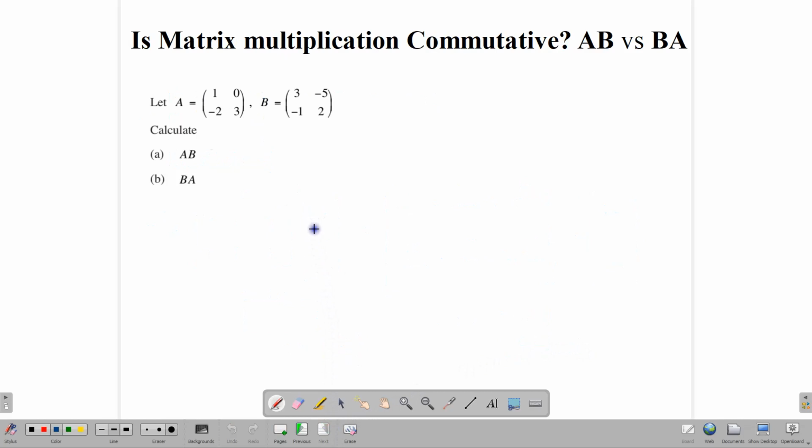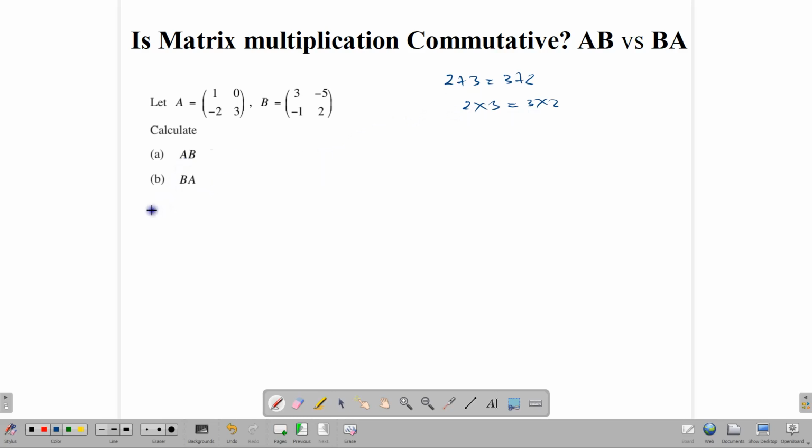Finally, we're going to look at matrix multiplication and whether it is commutative or not in general. So here we have two matrices, A and B, and we're going to look at the matrix product AB, and then the matrix product BA, and compare our answers to see if they're the same. Remember that for commutative, 2 plus 3 is equal to 3 plus 2. That's for addition. And for multiplication, 2 times 3 is the same thing as 3 times 2. That's what it means to be commutative in addition and in multiplication. We're going to try it here to see if it works for matrices in multiplication.